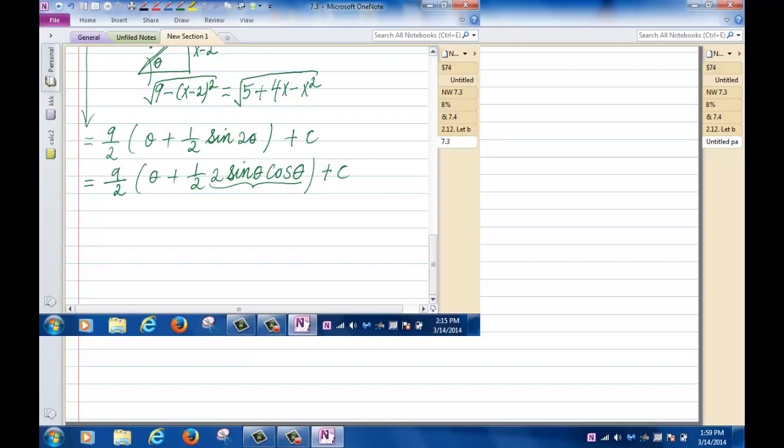And you can also rewrite this as 1 minus 2 sine squared of theta. You can also write it as 2 cosine squared of theta minus 1. Okay, so the cosine 2 theta formula is different. There are three ways you can write cosine 2 theta.